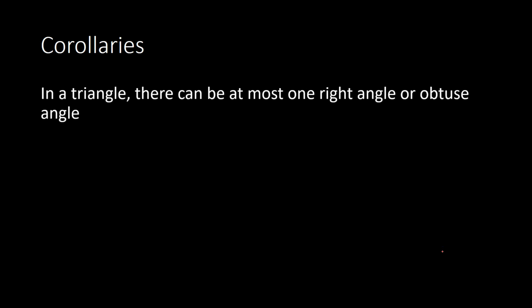A second corollary says that in a triangle, there can be at most one right angle or obtuse angle. And this makes sense because if you're to try to draw a picture of a triangle with more than one right angle or one obtuse angle, you'll find very quickly that it cannot be done. Where here, if you try to draw one right angle, we have something like this. So here's one right angle.